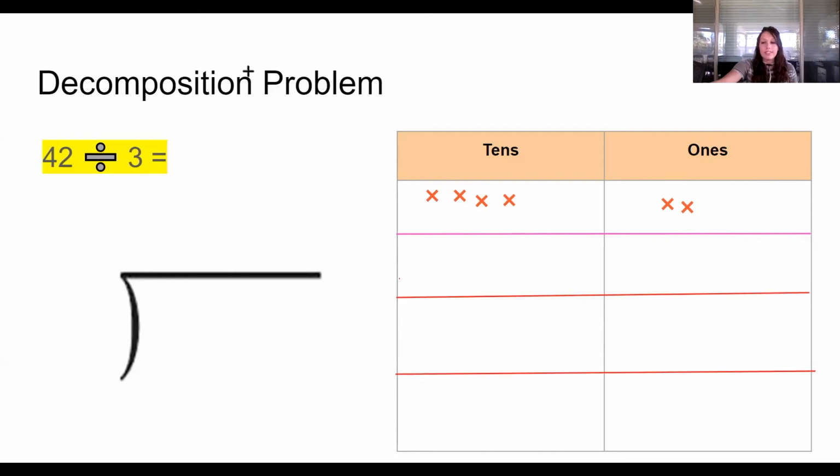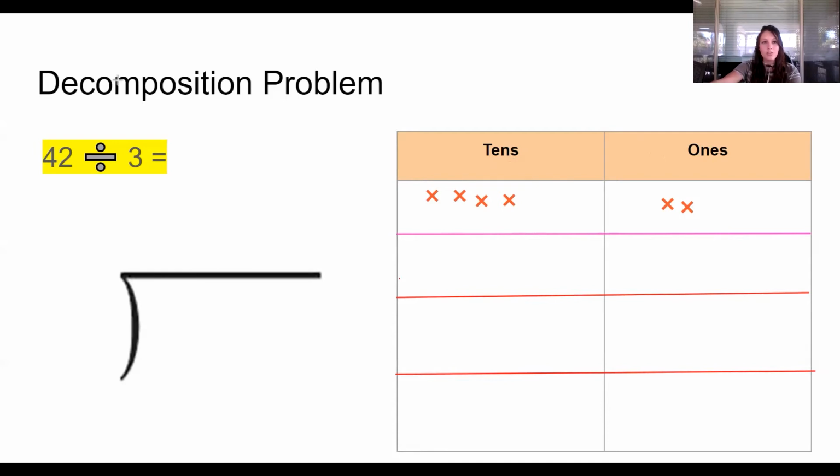Now, if we start in our ones place, we only have 2 ones, and we cannot divide those 2 ones into 3 sections, right? So what are we going to do? Let's look to our tens place. We have a whole bunch of numbers in our tens place, right? So what I'm going to do is I'm going to take one of these tens, and I'm going to trade it down for 10 ones.